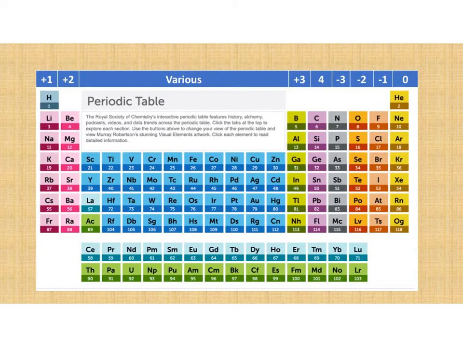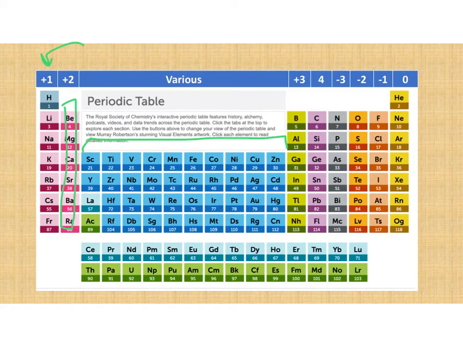What we do is look at group one and say, okay, all of group one, including hydrogen, form +1 ions. So that goes there. So that's all of group one. All of group two here form +2. The D block elements there have various ions that they can form, so we're always told which ones they form.